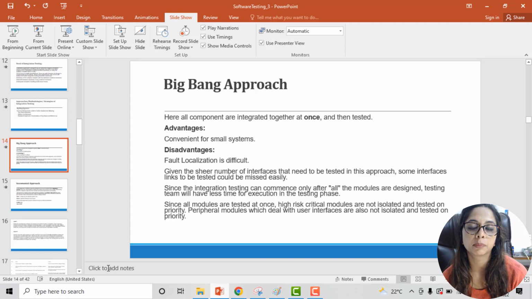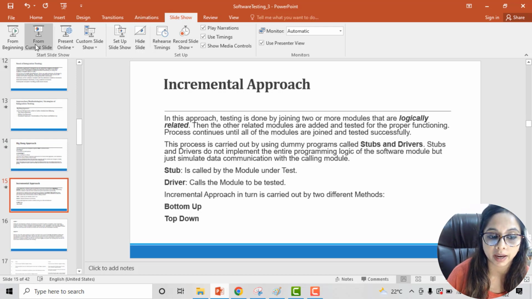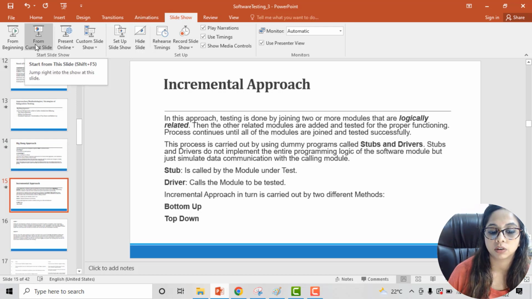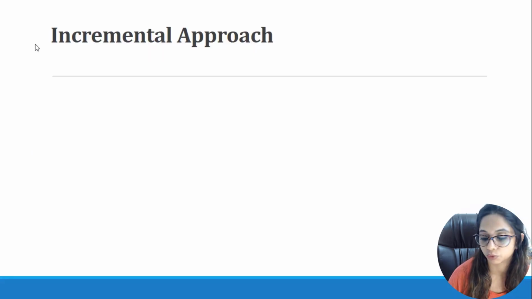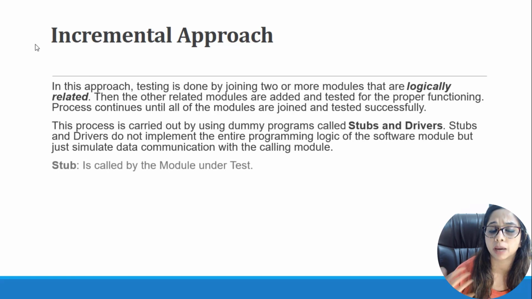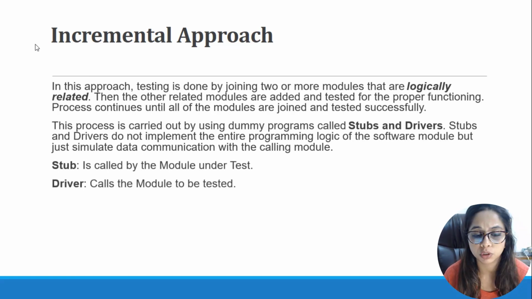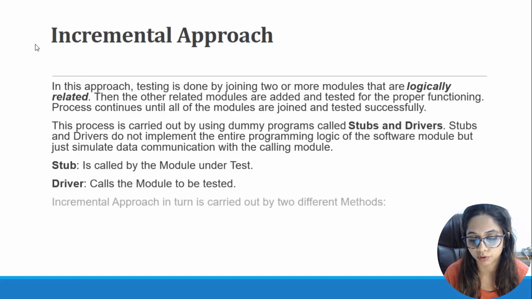One was Big Bang approach, where we were waiting for all the modules to get ready. We were integrating them together and then doing the testing. But a better way of doing it was incremental approach, wherein we had two ways of doing it. One was top to down, other one was bottom to up, and of course sandwich approach was also there, which is a hybrid of top to down and bottom to up. But majorly we'll be using one of the two, which is top to down and bottom to up.